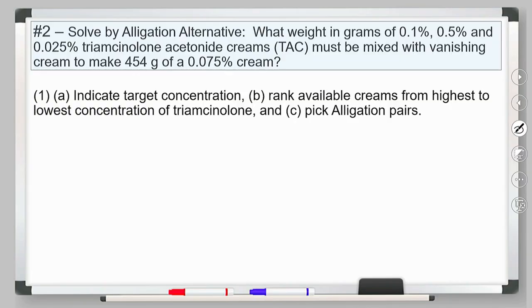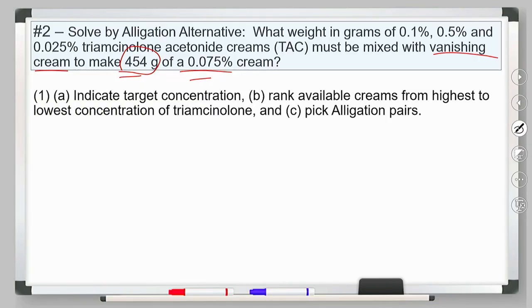So in this case, we want to mix a cream that has 0.1% and a cream that has 0.5%, 0.025%, all right? So those are the weights, okay? And vanishing cream, okay? So I have 3 different concentrations of triamcinolone and vanishing cream all mixed together such that we get a pound, or 454 grams of a cream that in the end has 0.075% cream. Could you make this cream without all 4 ingredients? Absolutely. As long as you have one concentration higher and one concentration lower, you could mix it. But here, for whatever reason, we want to use all 4 ingredients in such a way that we end up with a pound, or 454 grams of 0.075% cream.